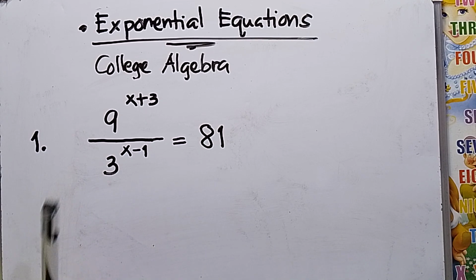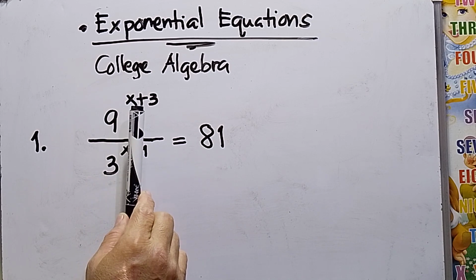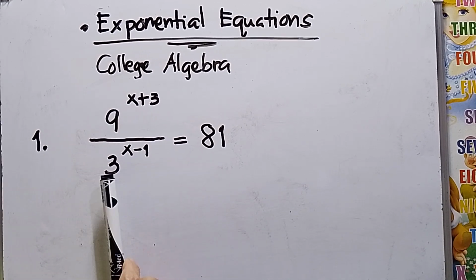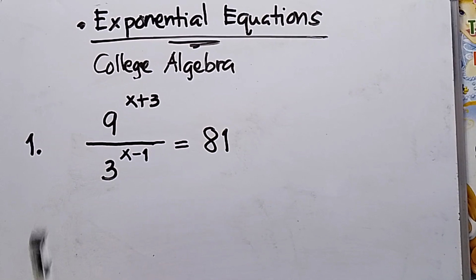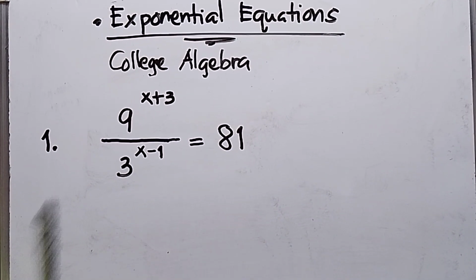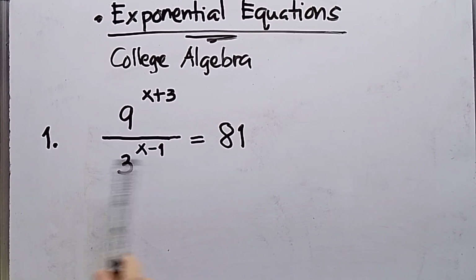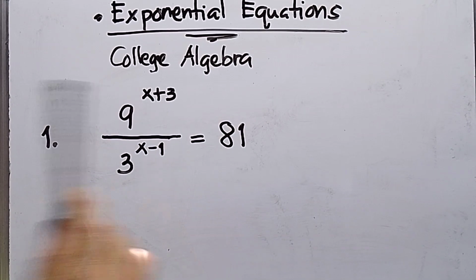So I have here number 1: 9 raised to the x plus 3 over 3 raised to the power of x minus 1 is equal to 81. I will teach you the simplest way of solving this exponential equation.